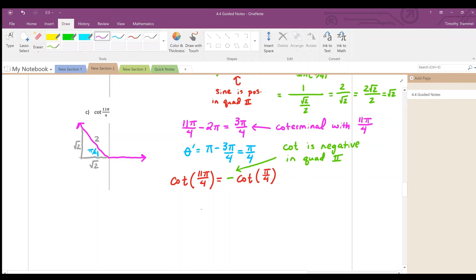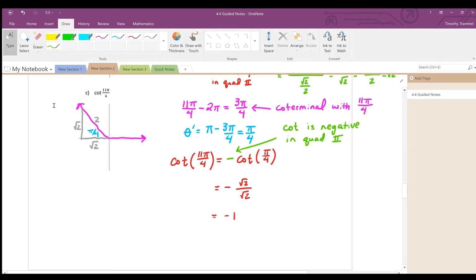Right, and then next step is to use Sohcahtoa. So if we were thinking about tangent, tangent is opposite over adjacent, so we're going to want to do adjacent over opposite. Right, this is what's going to correspond with cotangent. So adjacent is the square root of 2. The opposite is also the square root of 2. So this just turns out to be -1.